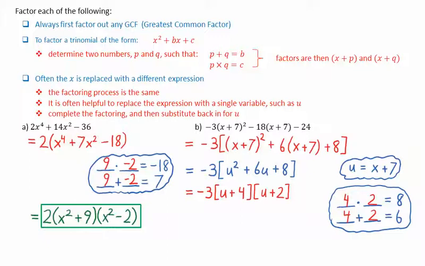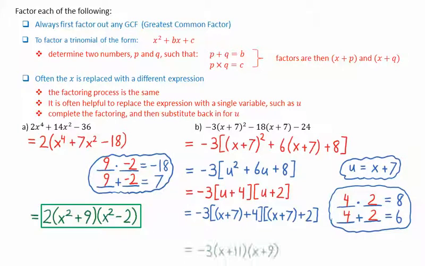I can then substitute x plus 7 back in place of u. I then have the negative 3, and then x plus 7 plus 4 times x plus 7 plus 2. Inside each of those factors, I can then combine the constant terms. In the first one, 7 plus 4 gives 11, and in the second one, 7 plus 2 gives 9. I then have my final factored form, negative 3 times x plus 11 times x plus 9.